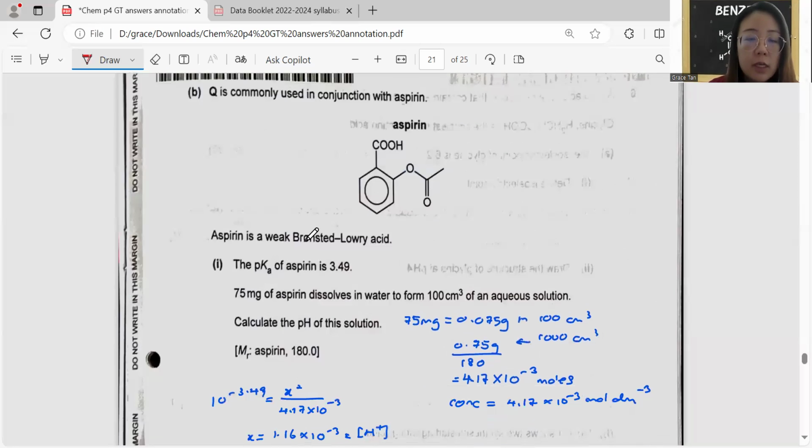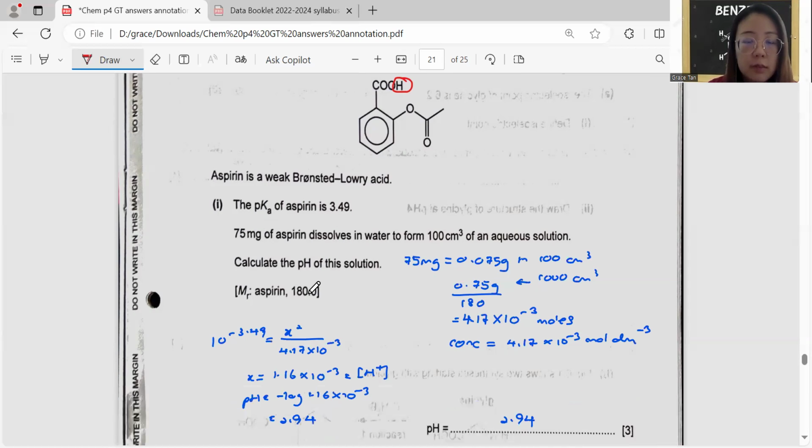Q is commonly used in conjunction with aspirin. The pKa of aspirin is 3.49, so this is a weak acid. So basically, you want to remove this proton out. It's a weak acid. So 75 milligram of aspirin is dissolved in water to form 100 centimeter cube of aqueous solution. Calculate the pH of this solution.